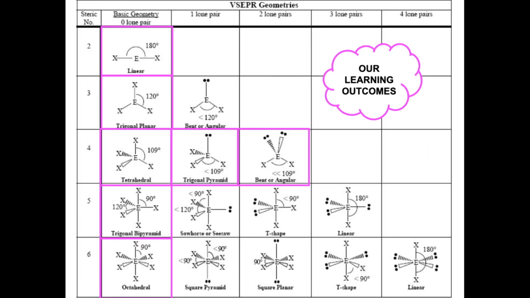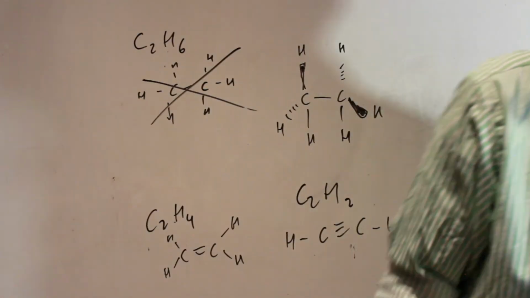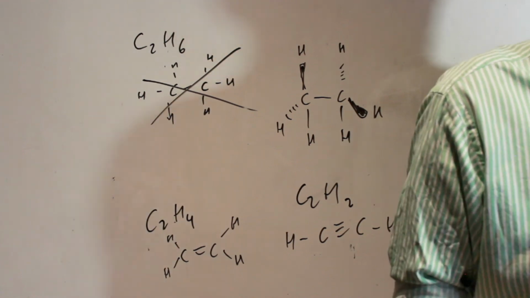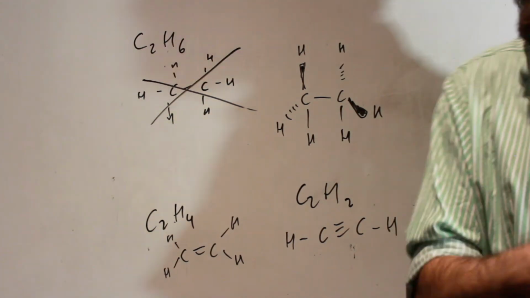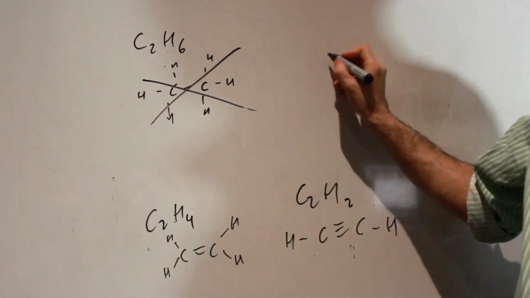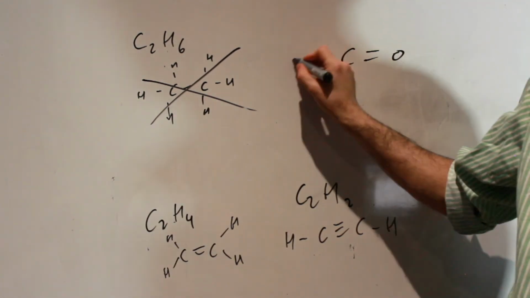These are all the shapes we looked at last time that we need to be familiar with. Let's look into them. Let's start at the top with something like linear. Linear, as in the case of the one we just looked at down here with the C2H2, we might also see in the case of something like carbon dioxide. Carbon dioxide, C double bond O, double bond O.